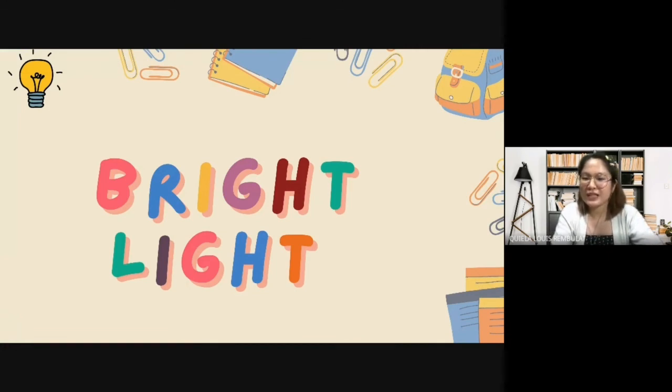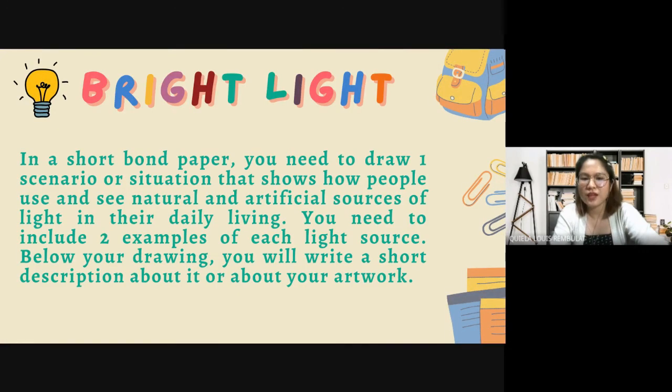So this will be your last activity. I want you to get, again, your science notebook and copy the instructions. You have your own notebook? Okay, very good. Now, in a short bond paper, you need to draw one scenario or a situation that shows how people use and see natural and artificial sources of light in their daily living. You need to include 2 examples of each source below your drawing. You will write a short description about your drawing or about your artwork.